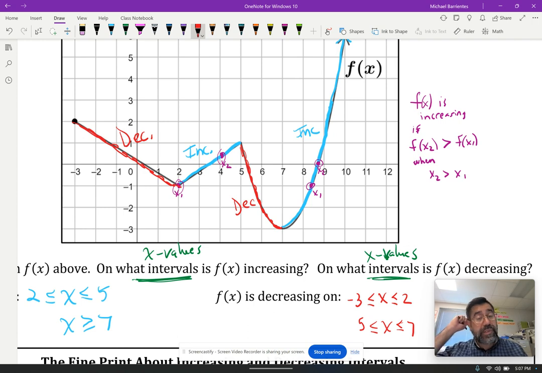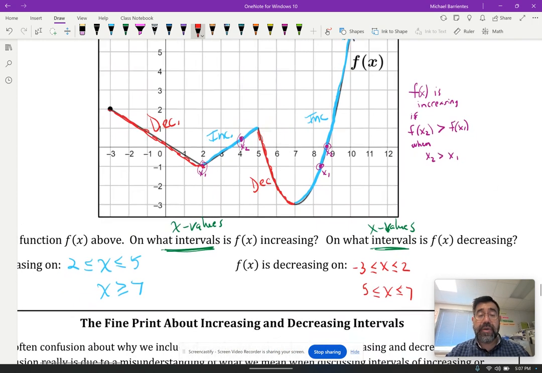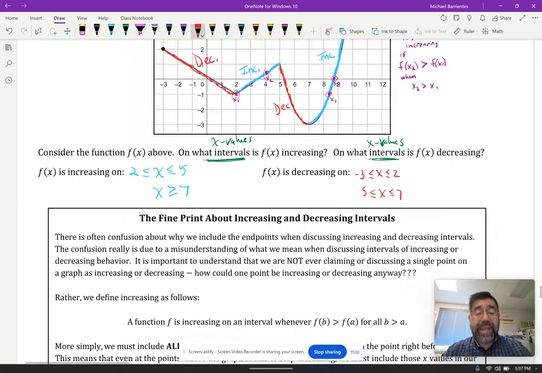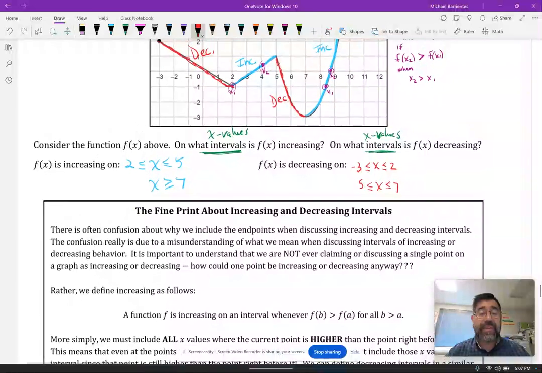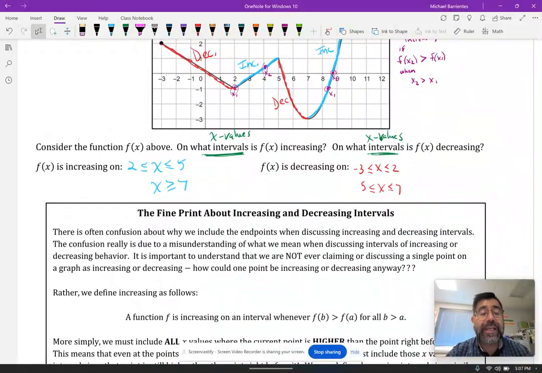So my blue parts are where it's increasing. These are my intervals of x where the function is increasing. My red parts on the graph are where the function is decreasing, it's going down, and these are the intervals on which it's decreasing. So visually, we can see where these are, right? Okay, and we should notice a couple of things. We should notice that I included the endpoints in these intervals, right? I included 5, I included 2, I included 7.